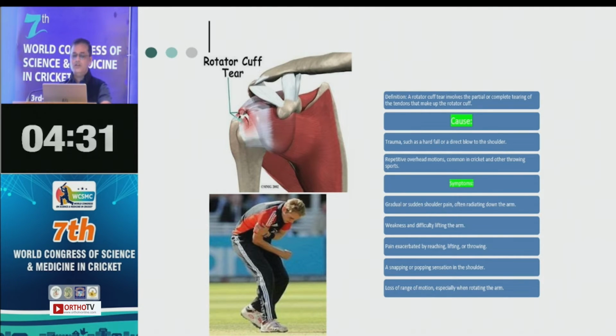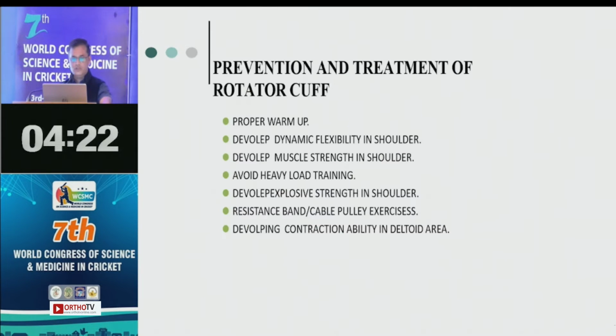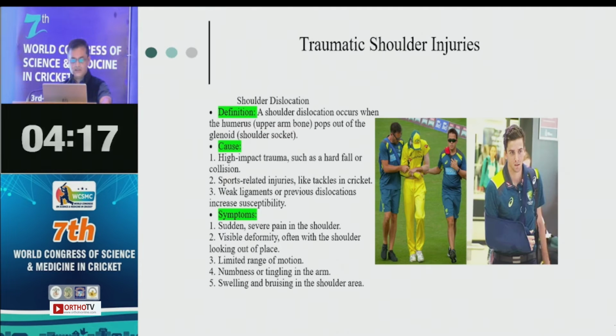So the result could be tearing of this rotator cuff. Although this rotator cuff can also tear with acute injuries, in a throwing shoulder this would be an overuse injury. So these are preventions. I would skip all these things out.